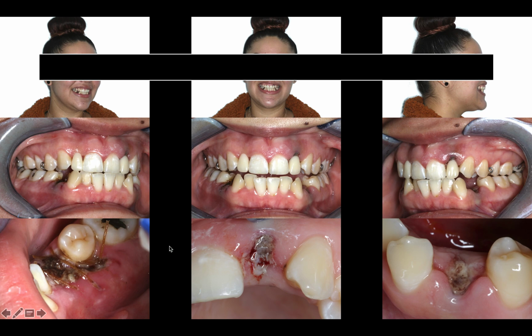But we were able to do it with no iatrogenic damage to the mental foramen, and the patient reported absolutely zero signs of any postoperative paresthesia or sensitivity. So definitely a huge win, and compliments to the oral surgery resident.